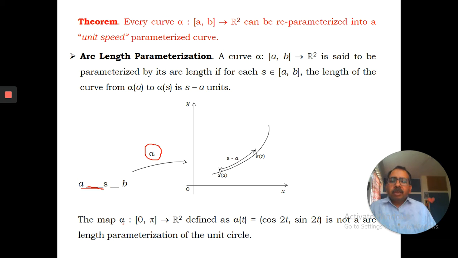For example, this map alpha from 0 to pi to R2 defined by alpha t equal to cos 2t, sin 2t. This map is not arc length parameterized because here the image covers the whole circle. The length of the whole circle is 2 pi, but here the length of the interval is pi. So a length of pi units covers a length of 2 pi units. The length of the domain is not the same as the length of the range. That's why this example is not a curve with arc length parameterization.